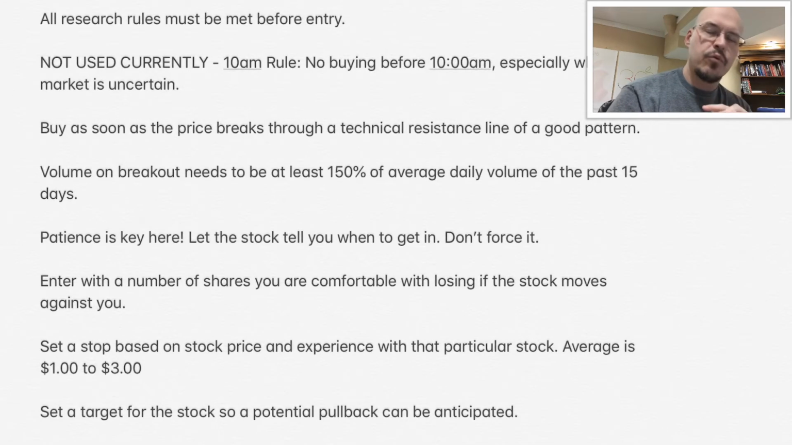That's when I would use the 10 a.m. rule. If I start seeing something like that happen, I'm like, whoa, I'm not even going to touch this market until I see what's actually going on after 10 a.m. and things can get messy. So that's when I would use that. If things are really bullish and the market's moving pretty well, I won't even use that. I'll just jump into stuff as it breaks the line.